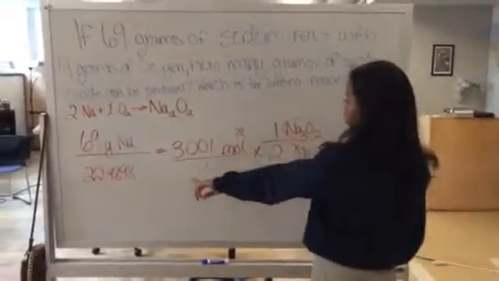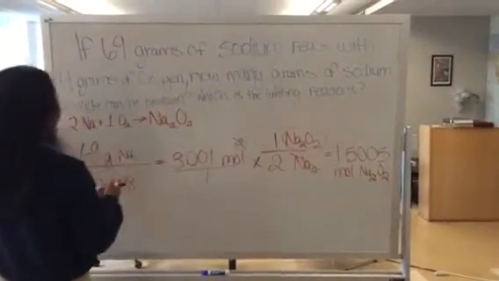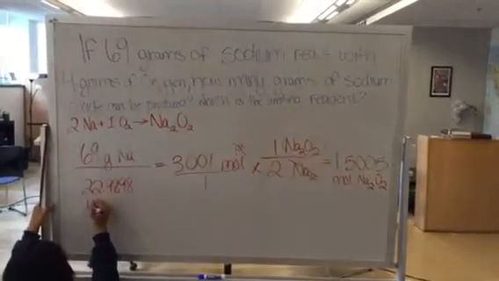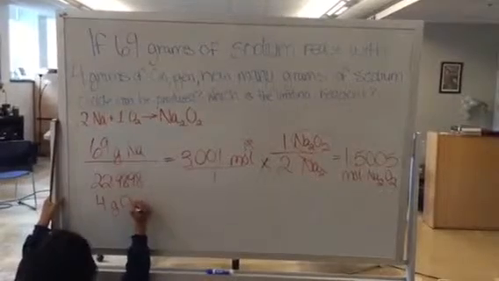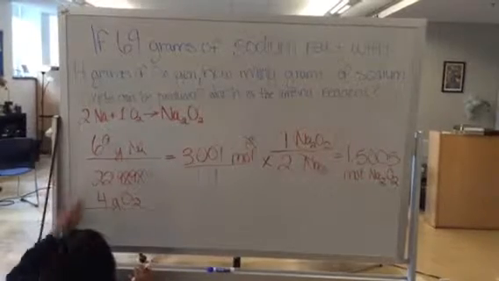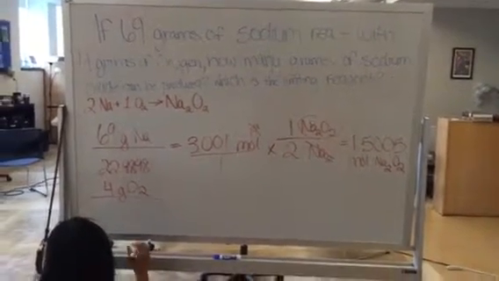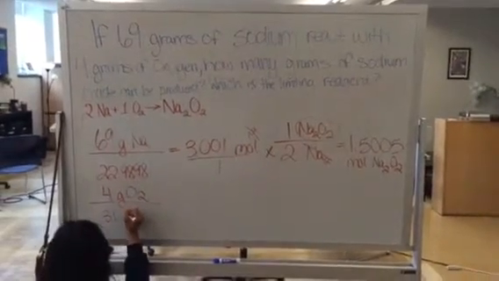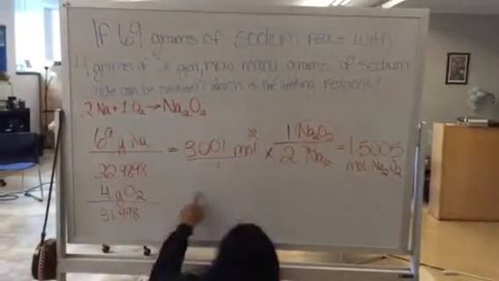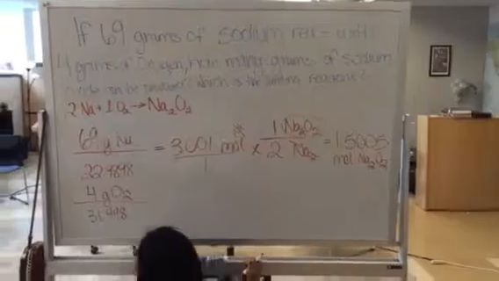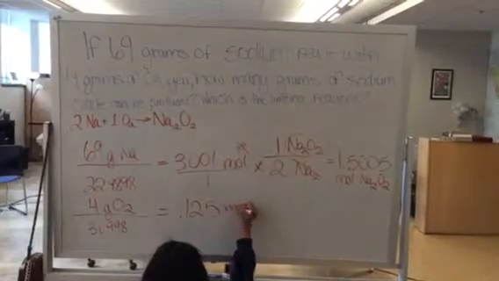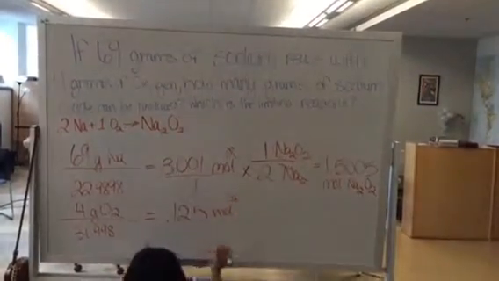So, we're not finished yet. This is only the first part of the problem. Now we have to work with oxygen because we're trying to find a limiting reagent. So we're going to do 4 grams of O2, since O2 is oxygen, and what we did with sodium, we're going to do with oxygen. Therefore, the molar mass of oxygen is 31.998. Now you get the number of moles of oxygen, which equals 0.125 moles of O2.